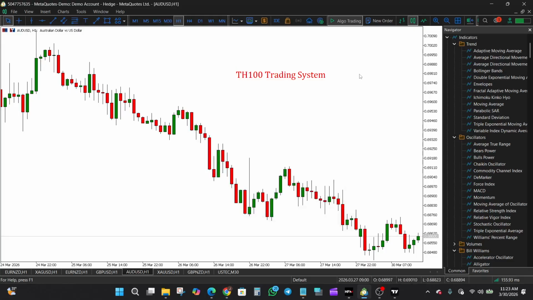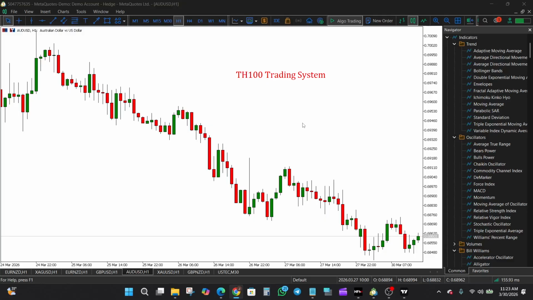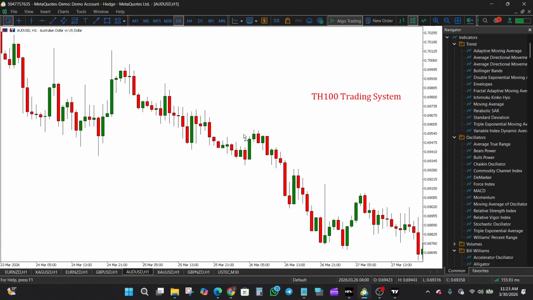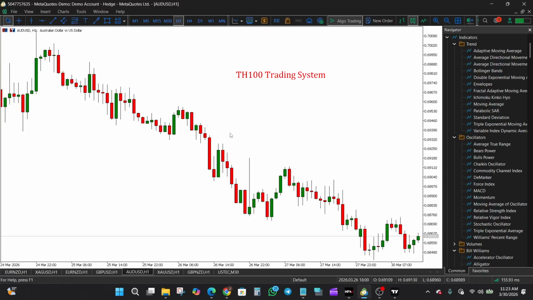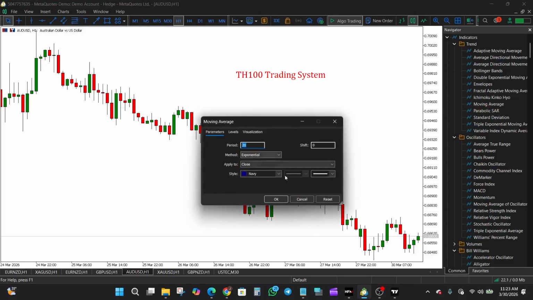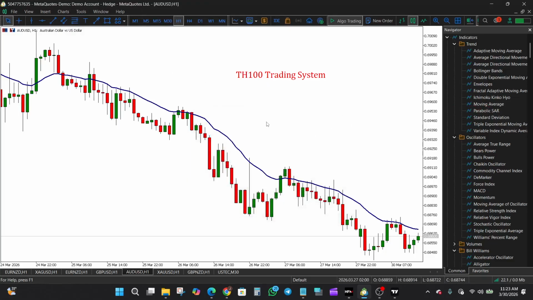The TH100 trading system is a technical trading approach that focuses on identifying high probability trend setups using a combination of indicators and price action. The system typically uses multiple indicators to confirm trend direction, including moving averages. Moving averages are a very important and popular indicator, and for a trader paying attention to trend direction, a moving average can make the job easier.